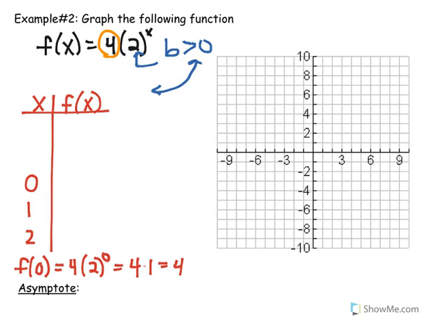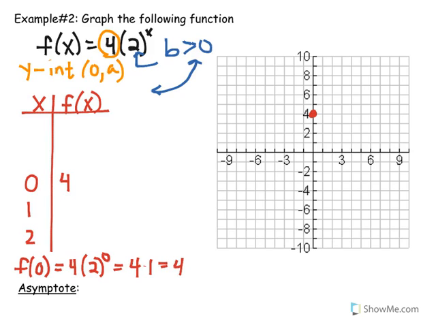And before any shifts, which we're going to talk about tomorrow, that's actually always going to be true. Your y-intercept is going to happen at 0, comma, a. So I know I have the point 0, comma, 4.